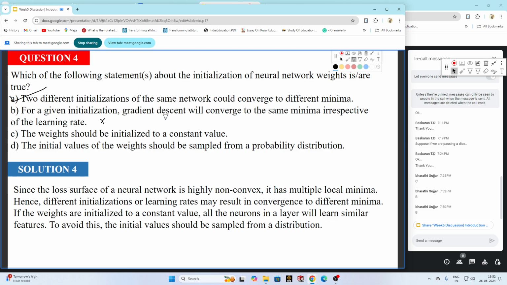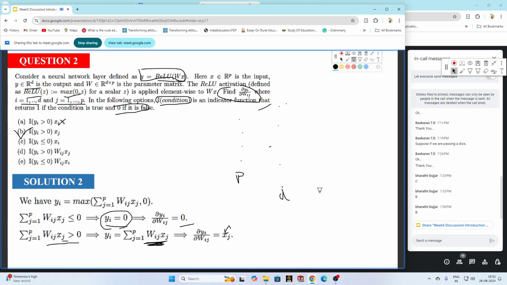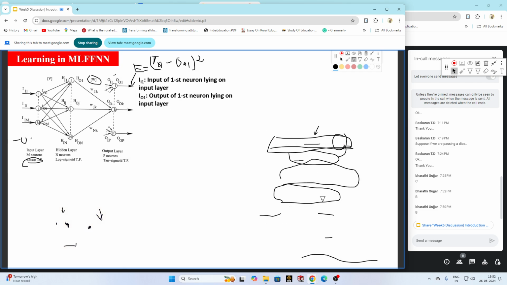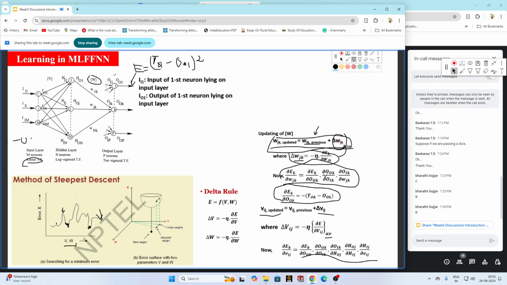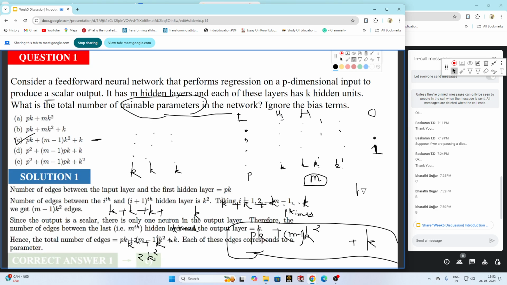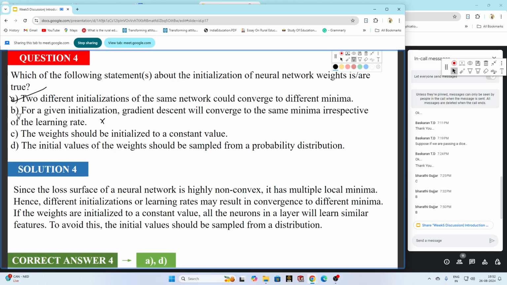For a given initialization, gradient descent will converge to the same minima irrespective of the learning rate. No, learning rate has immense importance. We have already seen that whenever we are updating our weights, the learning rate has much importance. That is why option B is incorrect.